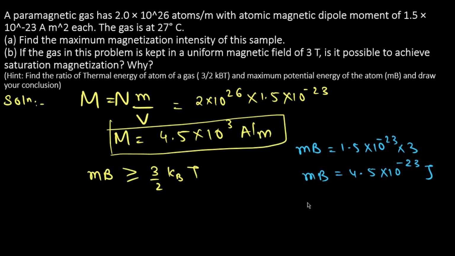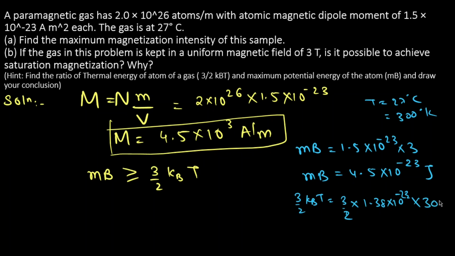Now 3/2 kT will be, the temperature is 27 degrees Celsius, so T comes out to be 300 Kelvin. So 3/2 into k, which is 1.38 into 10 raised to minus 23, into T, which is 300 Kelvin. Solving this, we'll get 6.21 into 10 raised to minus 21 joules.